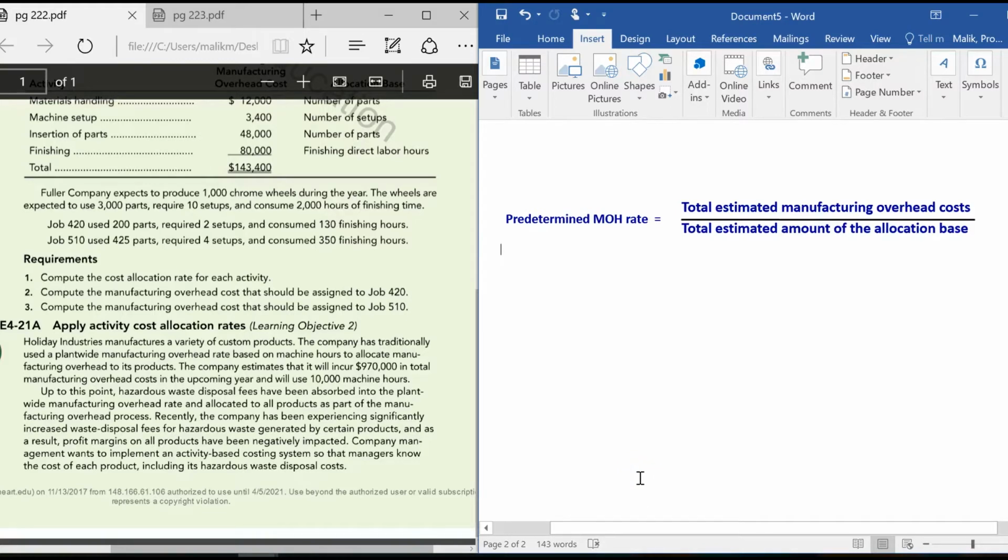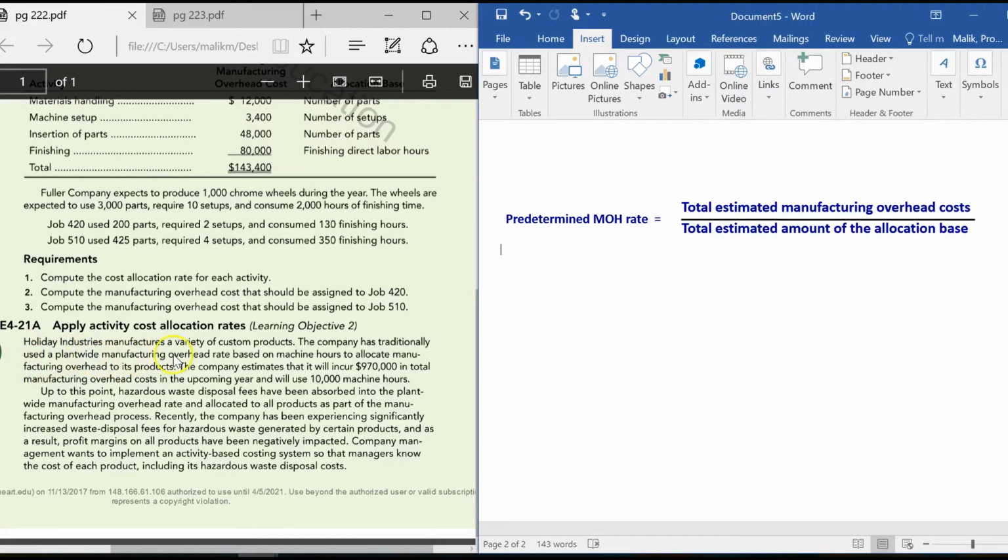Hello everyone. Now we will be doing another example from chapter 4. So if you have your textbook, please check the same page number 222, and we will solve the problem E421A. So let's read the problem.